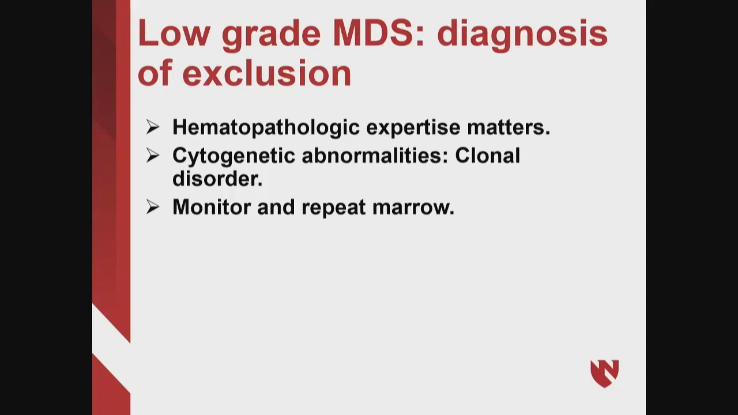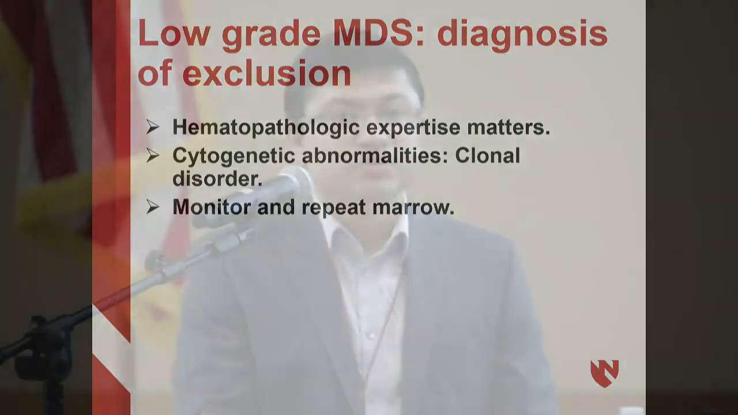So low-grade MDS can be very difficult to diagnose because there could be other conditions that can mimic low-grade MDS. So the expertise of the hematopathologist makes a lot of difference. If there is a lot of dysplasia, that can support MDS, but again, you have to rule out other conditions. If there is excess blast, that certainly helps to confirm the diagnosis. If there are genetic changes or mutation changes, that certainly helps as well. In some situations, you have to wait and see if the blood counts improve over time.